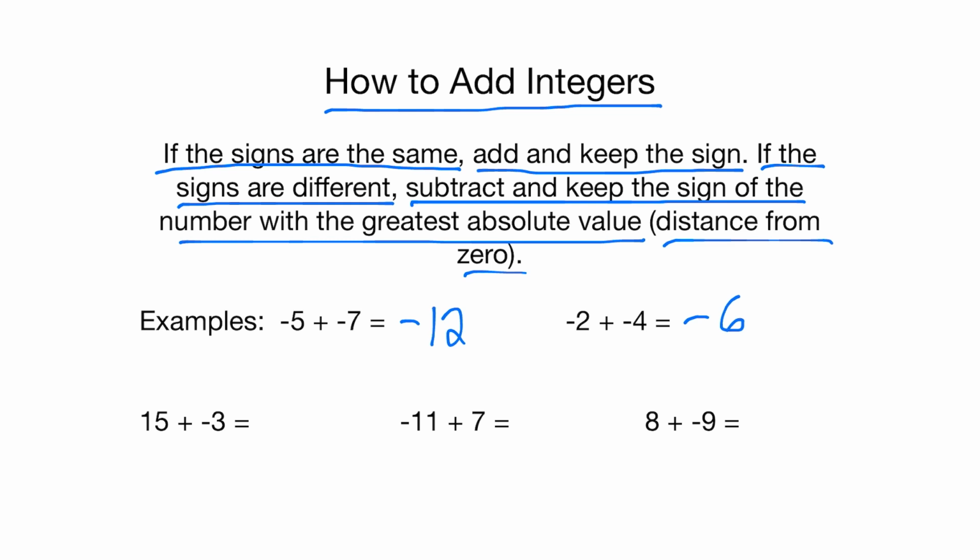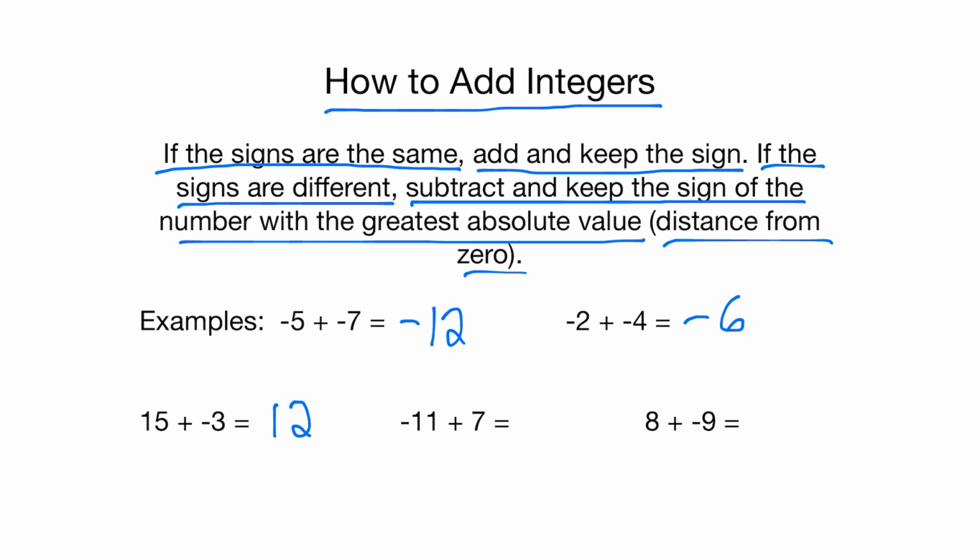Okay, in the next line, we have one positive and one negative in each of these examples. We have 15 plus -3. So we're going to subtract the values. 15 minus 3 is 12. And the larger number is 15. 15 is further from 0 than -3 is. So we'll keep the positive sign because the larger absolute value is 15, and that's the positive number. So this is going to be positive 12. You can put the positive sign in front of that number if you'd like to, or if you leave it out, it's assumed to be positive.